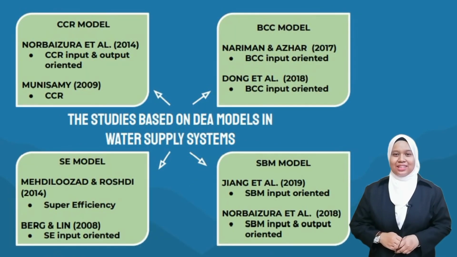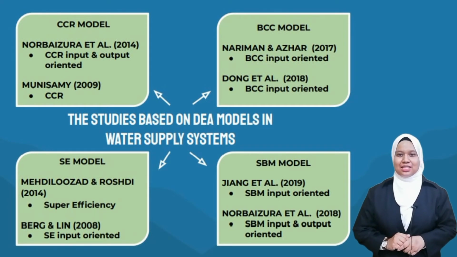Next, the studies based on DEA models that have been done by previous researchers in water supply systems. First, the CCR model, a study by Norbaizura et al. 2014, which used both input and output-oriented, and a study by Munisami 2009. Next, the BCC model was used by Nariman and Azhar 2017 and Dong et al. 2018, which used the BCC input-oriented model. The third one is the Super Efficiency model, a study done by Mehdi, Lotfi and Roshdi 2014 and Berg and Lin 2008, used the SE input-oriented model.